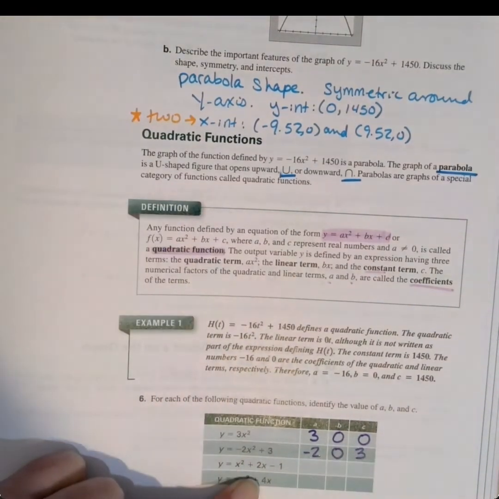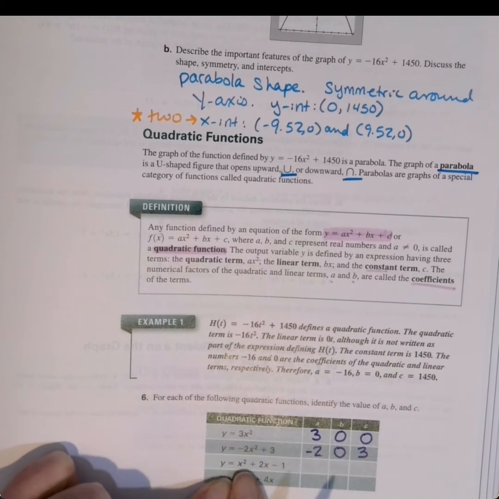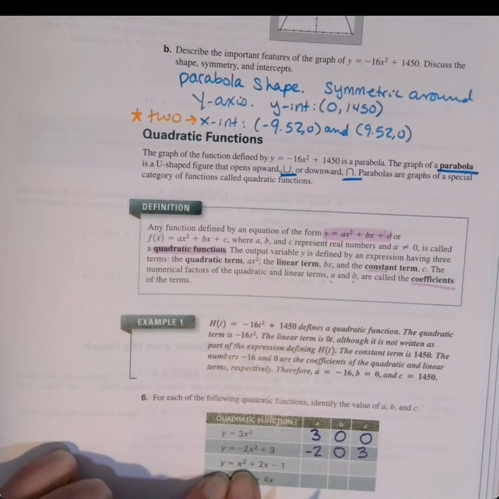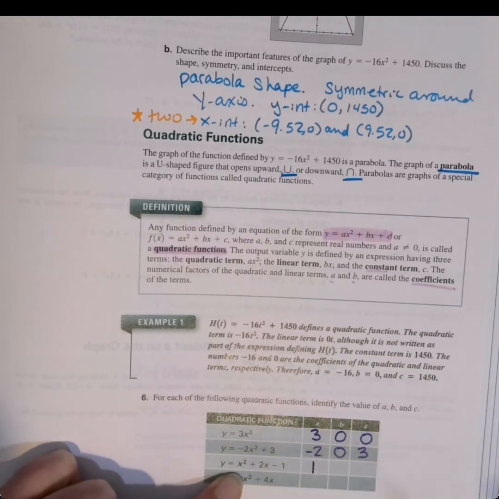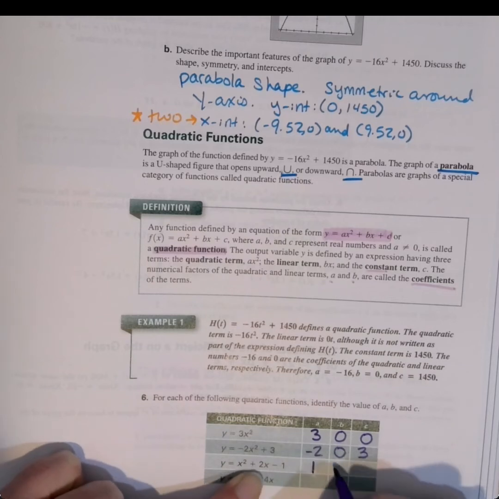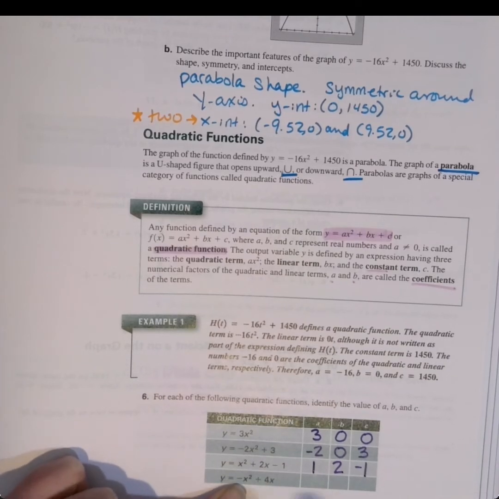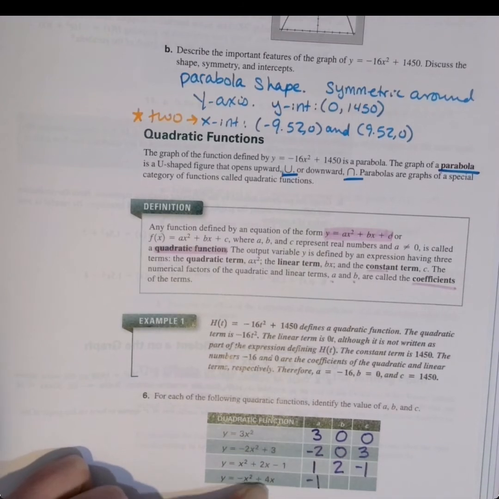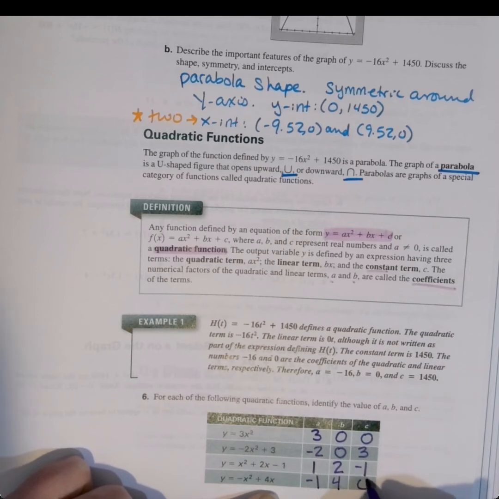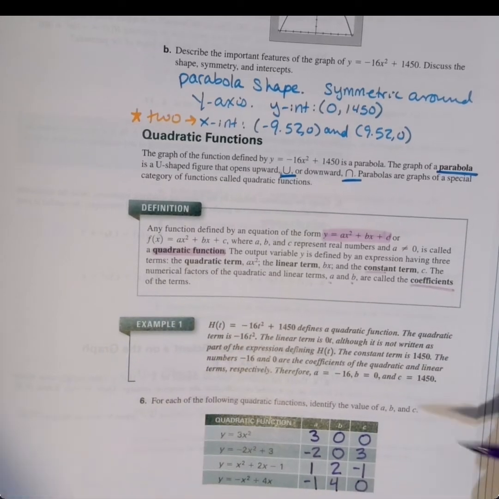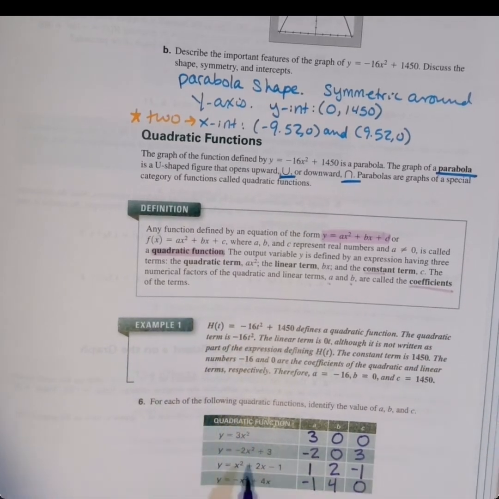be 3. In the next one, the x squared term, there's one x squared there, so we've got the invisible coefficient of 1 on x squared, so 1 is our a value, 2 is the b value, and negative 1 is the c value from the constant. And in the last one, negative x squared means that negative 1 is the a value, 4x, 4 is the b value, and I don't have a constant number, so my c value is 0. So just a little bit of variety here to see what different quadratic functions can look like depending on their values for a, b, and c.